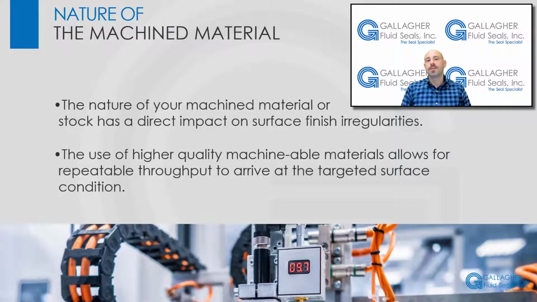The final factor that we will discuss is the nature of the machined material, which has a direct impact on surface irregularities. The use of high-quality machinable materials allows for quick throughput to arrive at the desired surface conditions.